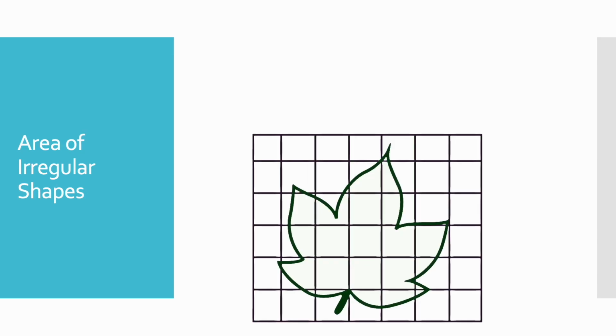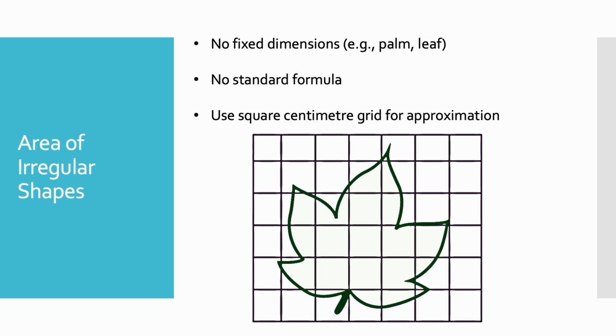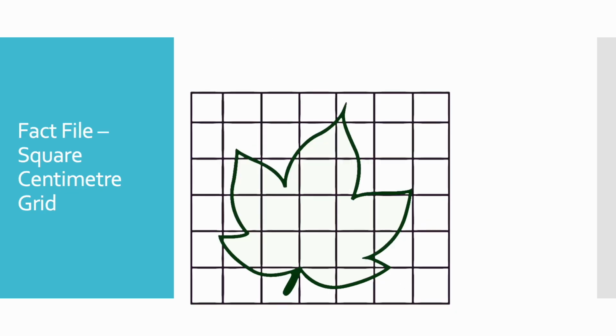Not all shapes are regular. Some, like leaves or palms, don't have straight sides or a standard shape. These are called irregular shapes. We can still find their area using a grid of square centimeters. We place the shape on the grid and count the number of squares it covers to get an approximate area.